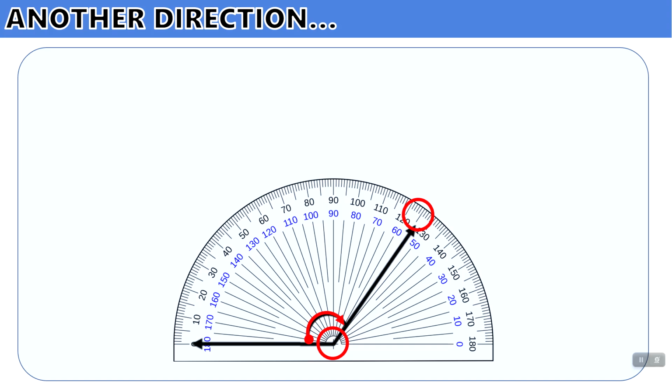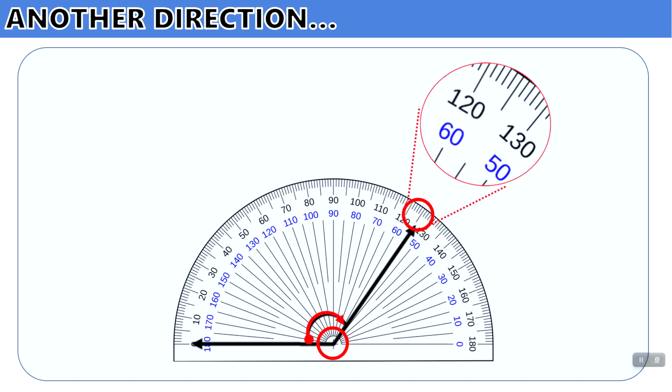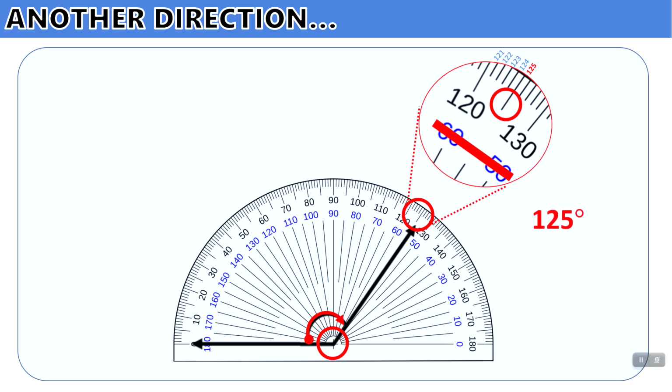But we have to be very sure what the reading is. So we're going to expand that out a little bit and see again we have two scales. But we've already established that we're using the outside scale, which is the black numbers. So we will cross out the blue numbers and we will try to determine where the ray has stopped. We can see that it's between 120 and 130. And so we're going to count again 121, 122, 123, 124, 125. And the answer is 125 degrees. The same answer we got on the previous slide.